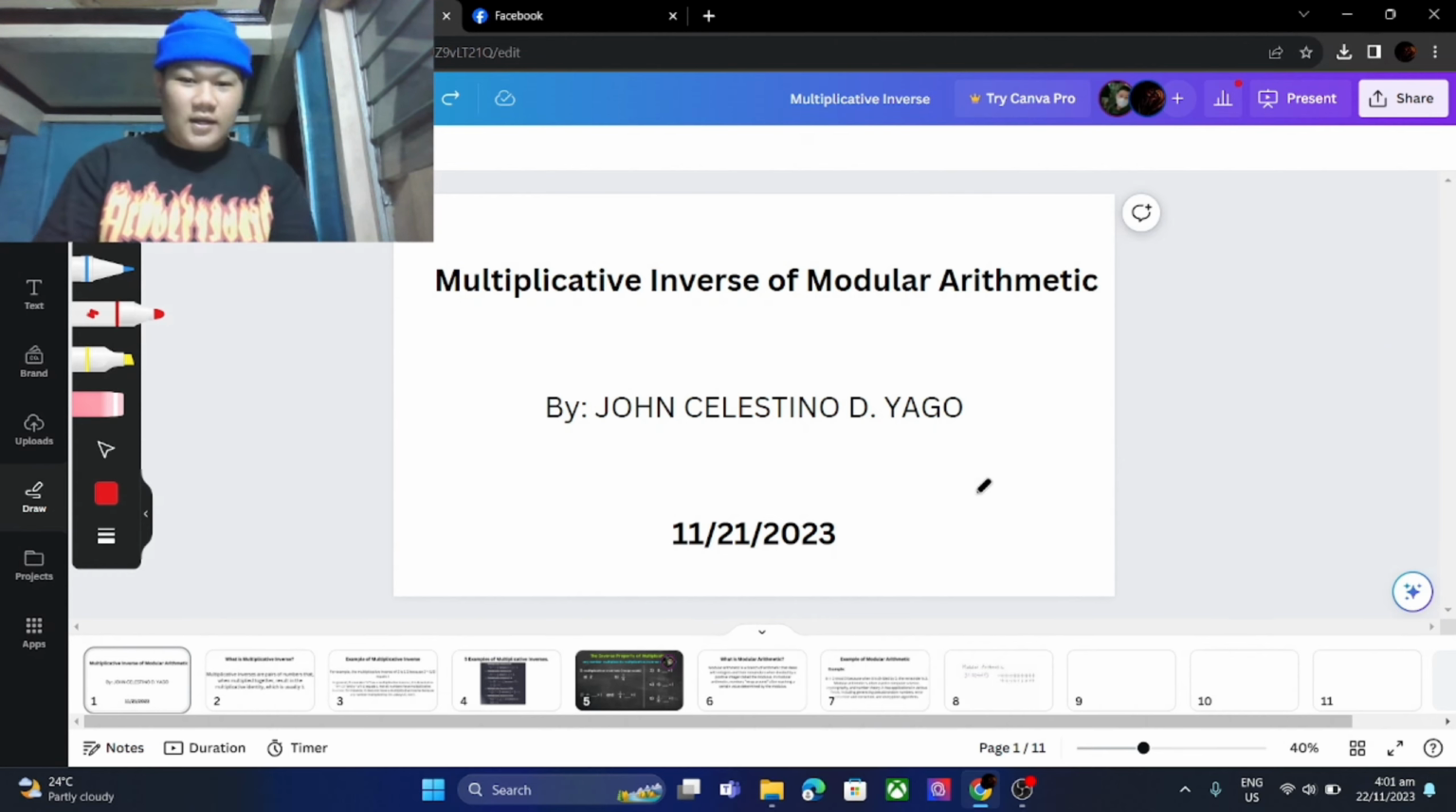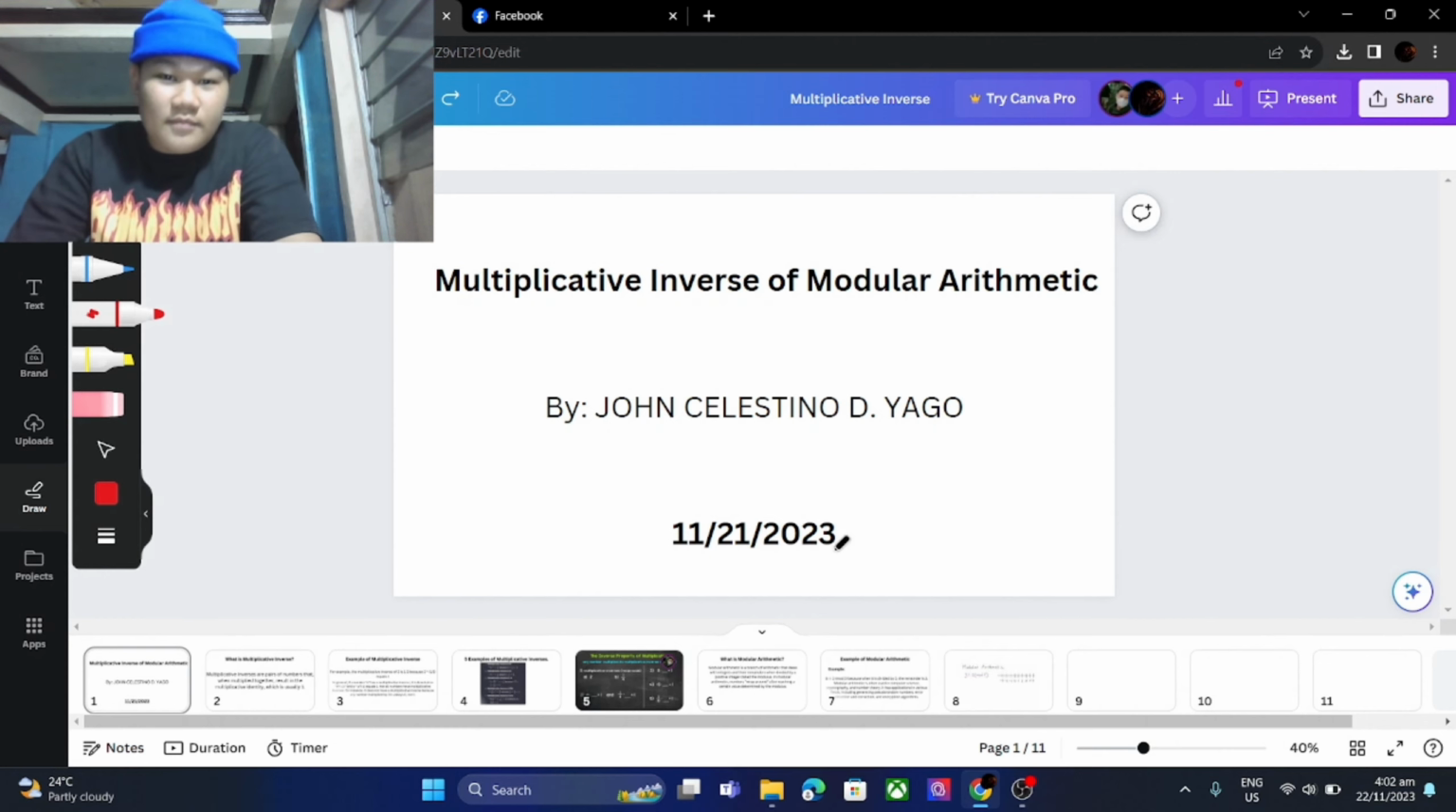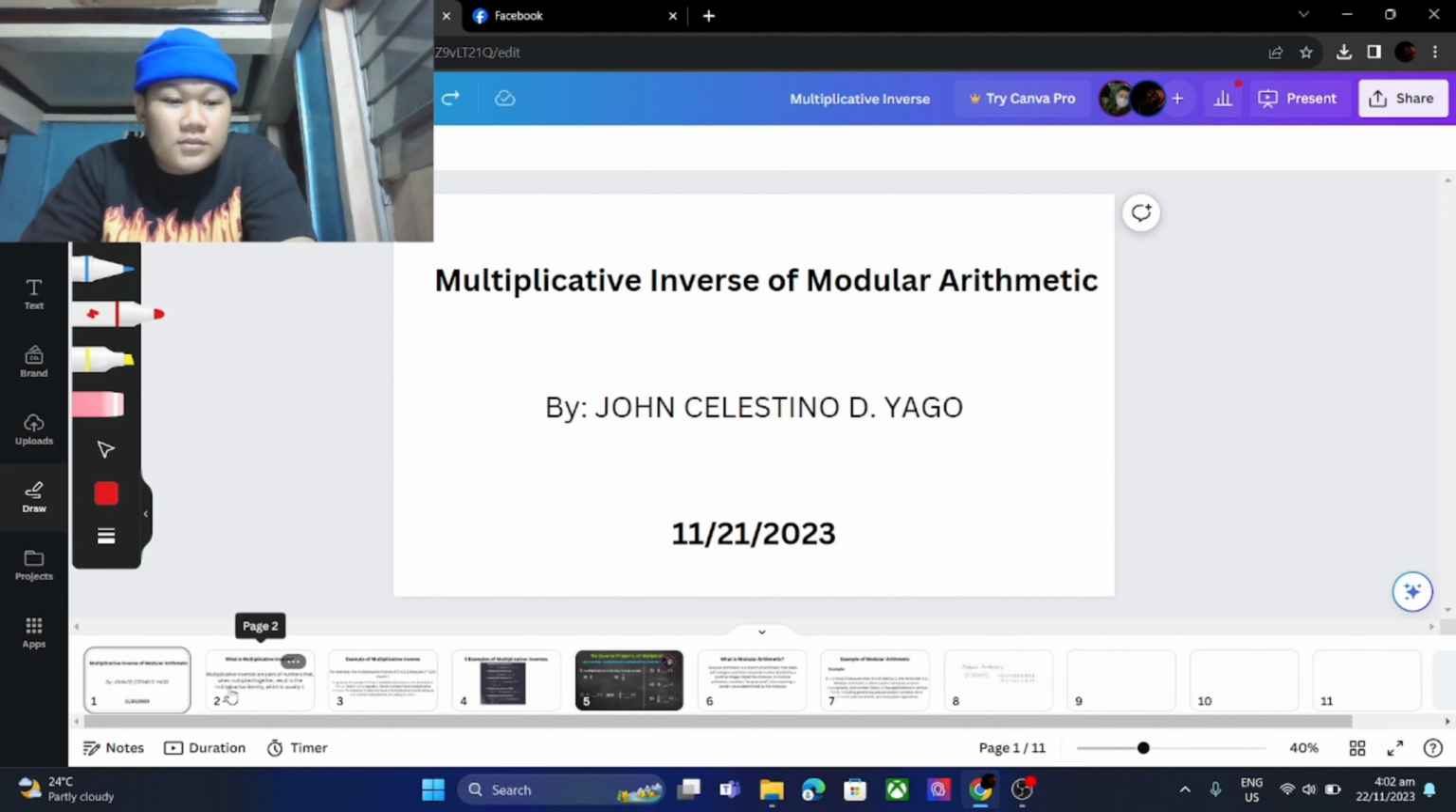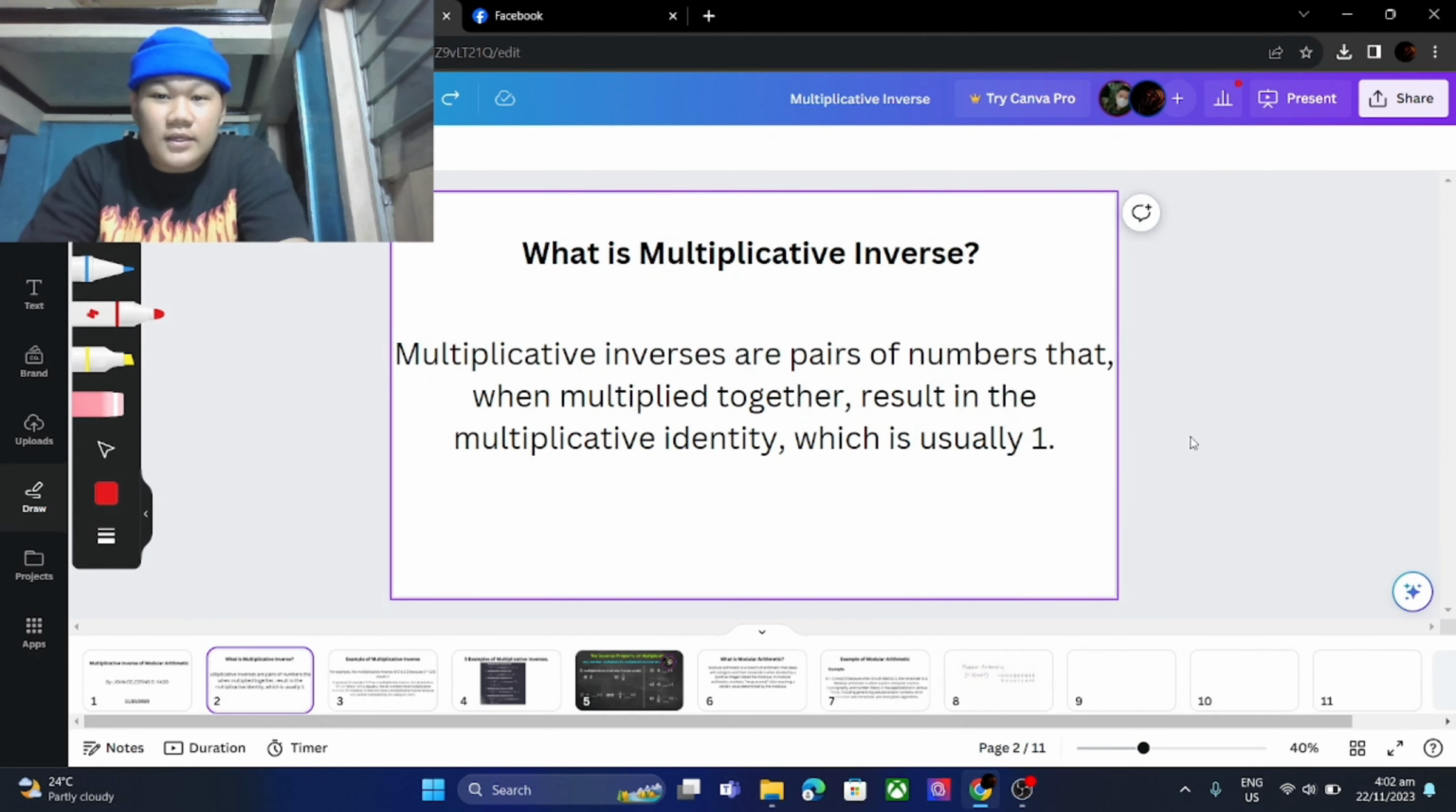Now I will discuss the multiplicative inverse of modular arithmetic. What is multiplicative inverse? Multiplicative inverses are pairs of numbers that, when multiplied together, result in a multiplicative identity, which is usually 1. So, it means the pair of numbers that when multiplied, the result is always 1.